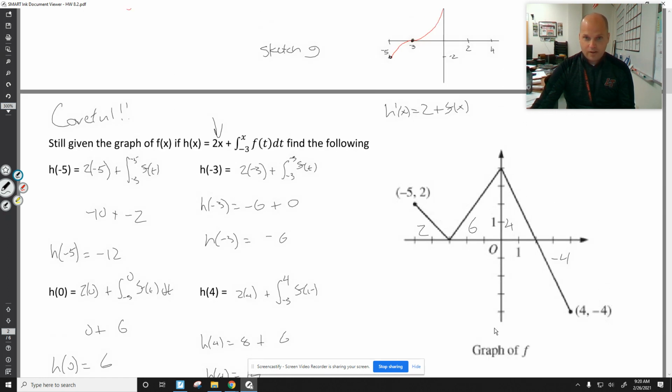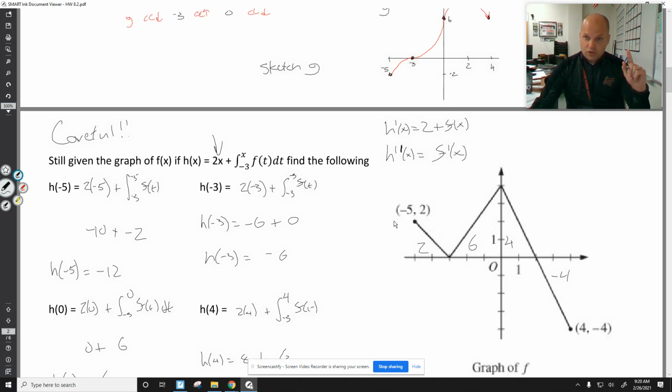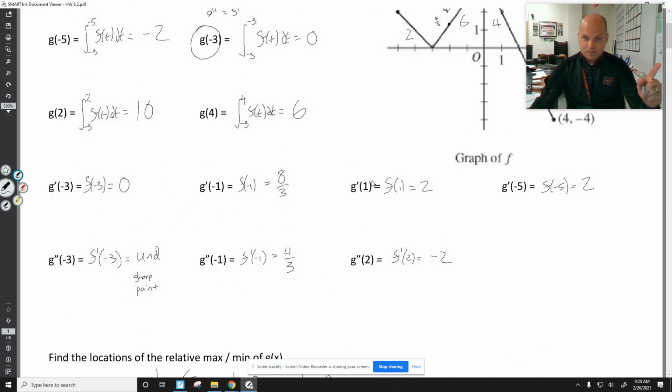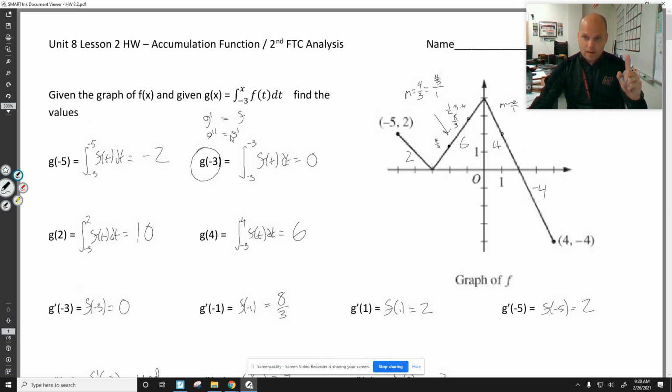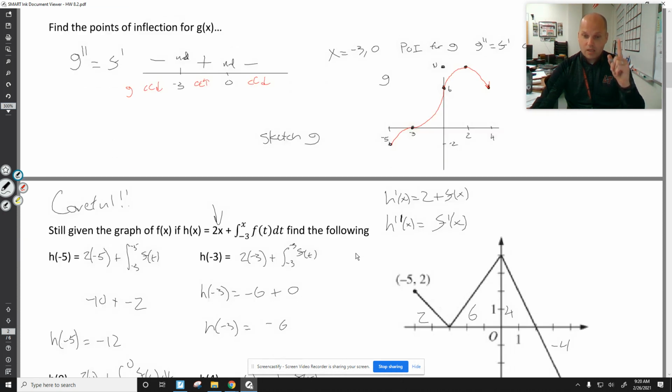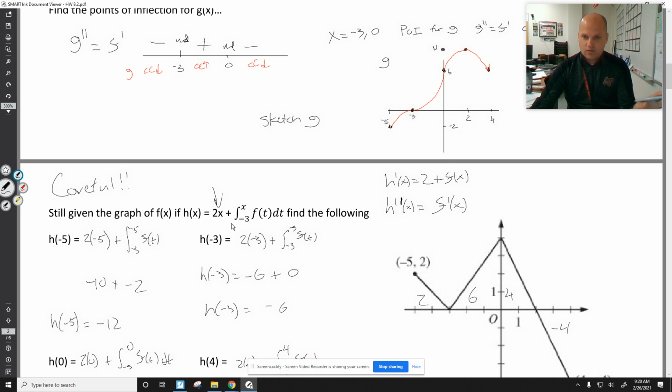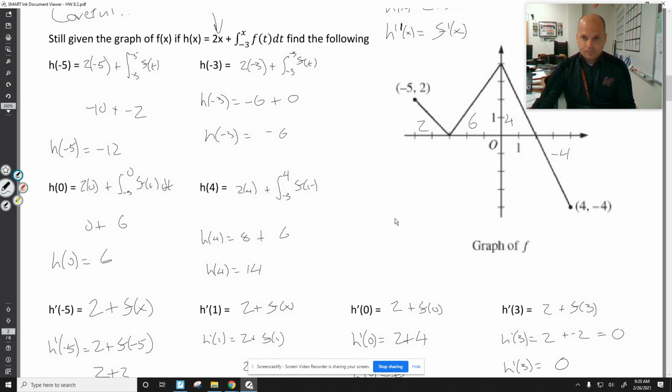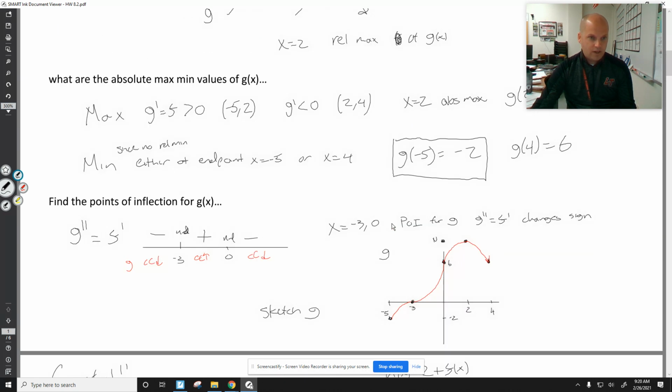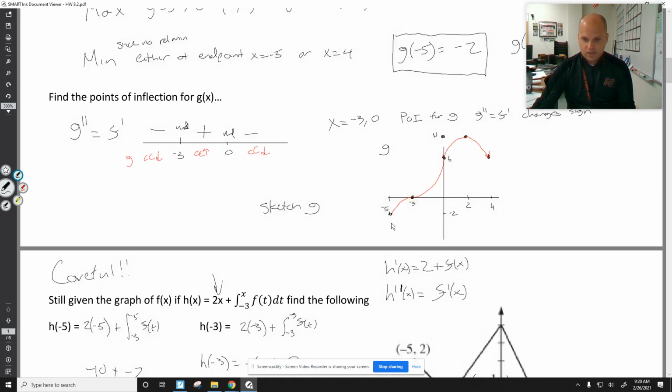Okay, h double prime values. If I took the derivative of h prime to get h double prime, the derivative of 2 goes away, and the derivative of f is f prime. So, just like the previous problem, where g double prime is f prime, that's the same thing for this, because the derivative of 2 just goes away. So the concavity of this h function is going to be the same as the concavity of the g function from earlier. So I'm just going to use the values from before.